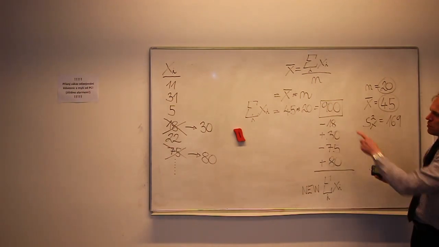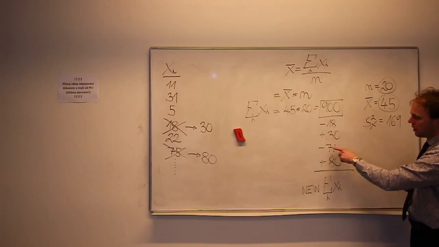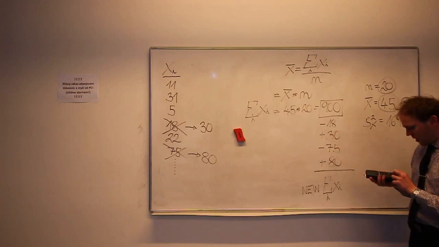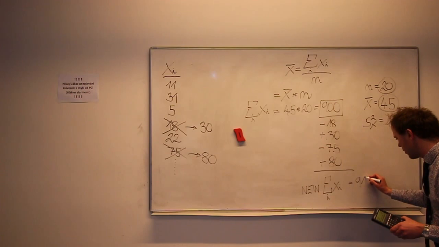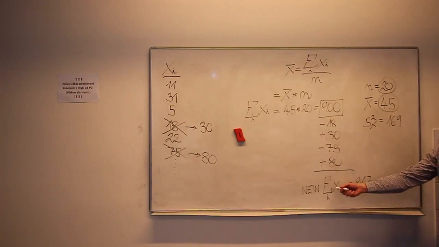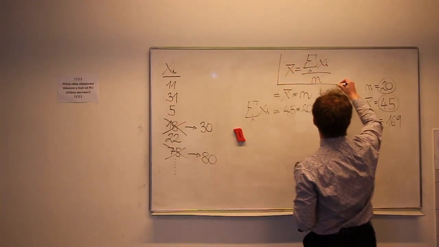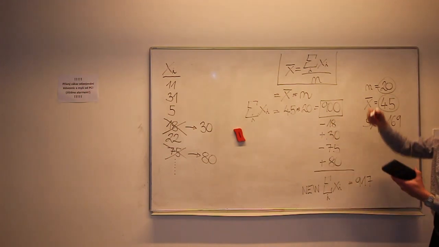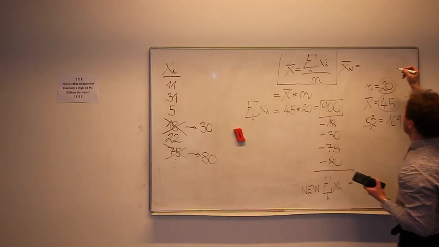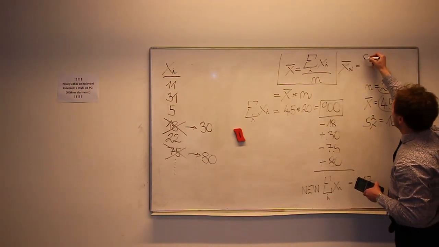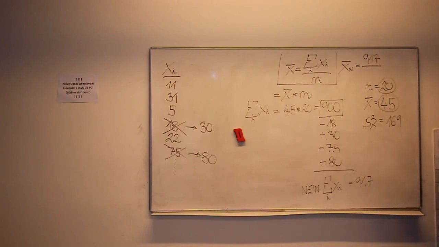So please calculate with me. 900 minus 18 plus 30 minus 75 plus 80. 917, yes. So 917 is the new summation of x i. And now we will return to this basic formula, the new mean. Yes, x with stripe new will be calculated like this summation, 917, divided by the number of observations.